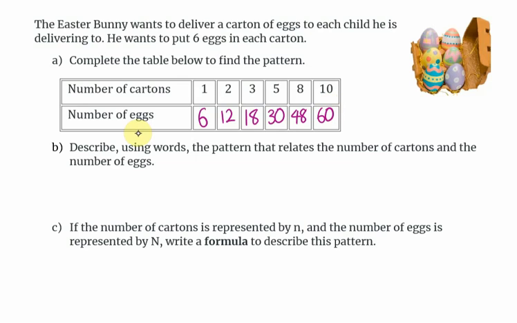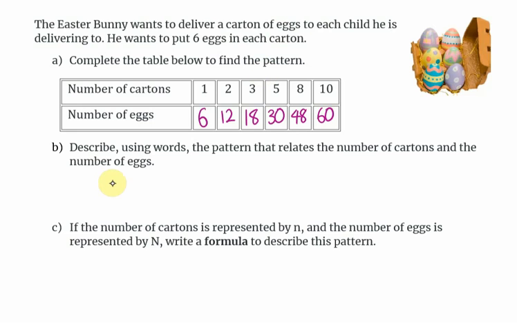Part B asks us to describe using words the pattern that relates the number of cartons on the top and the number of eggs we would have with that many cartons. So if we think about how we calculated each of those values in the bottom row of the table, for example, if we had 3 cartons and we knew each carton had 6 eggs, that would give us 18 eggs.